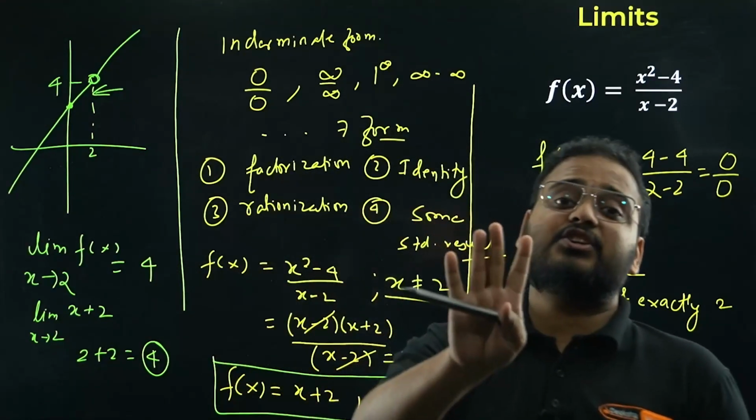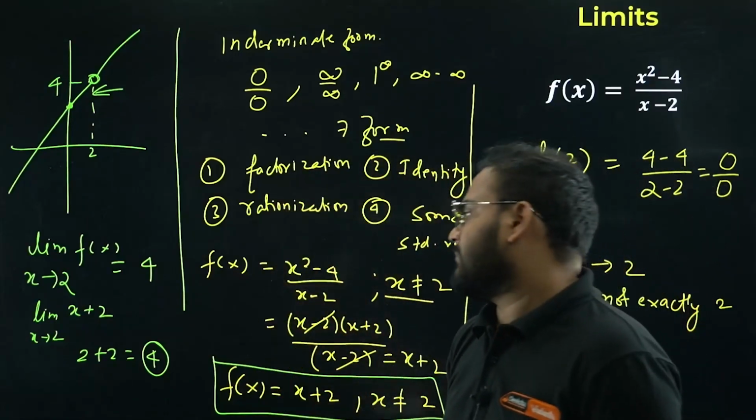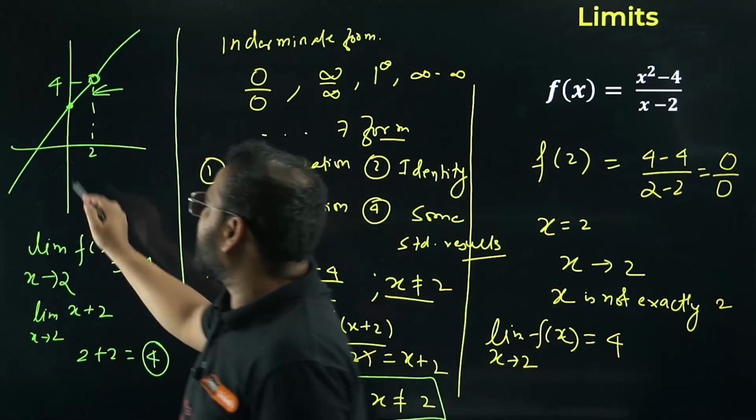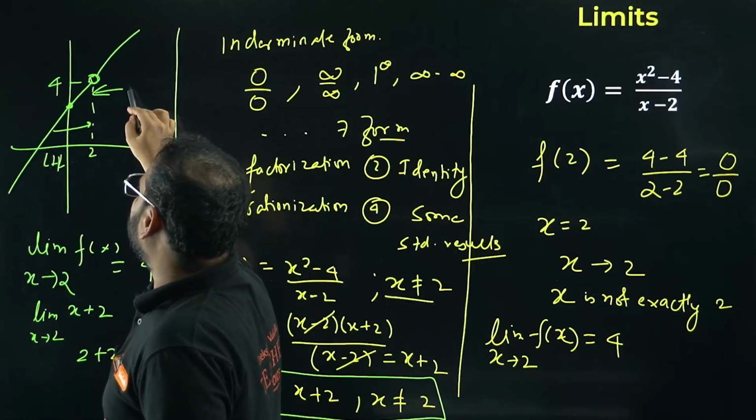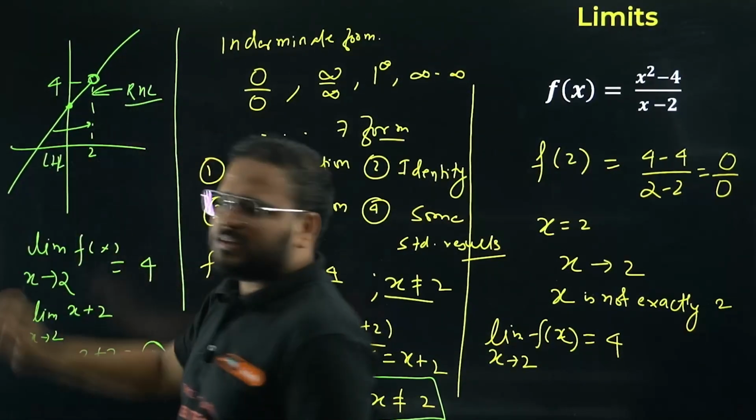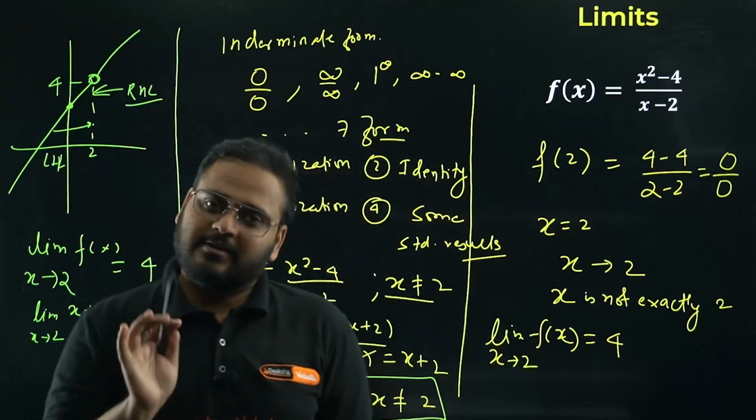For the limit to exist, what is the condition? The LHL and RHL should be equal. What is LHL, RHL? If you approach from this side, it will be LHL. Approach from this side will be RHL. We'll talk about this, don't worry, but right now understand this. I hope you got it.